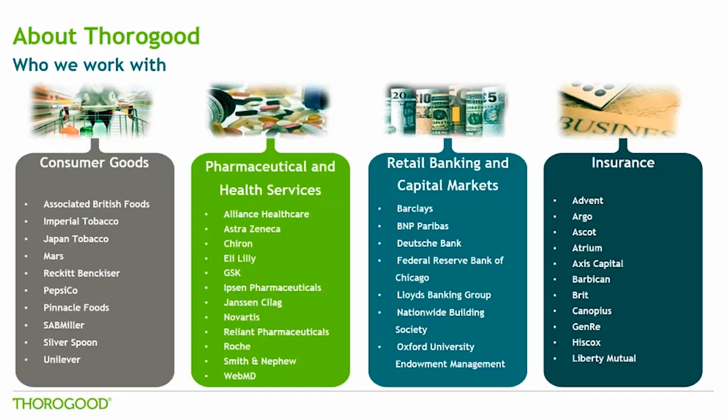So the customers we work with typically span 4 data-rich verticals. Those are consumer goods, pharmaceutical and health services, retail banking and capital markets, and insurance. And we work with customers across the board on various business intelligence and analytics needs.